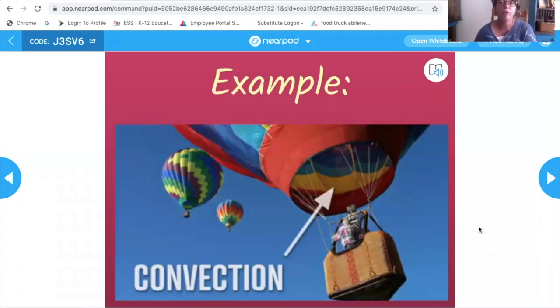A different kind of example is when the balloon operator heats up the balloon, the hot air rises and picks that balloon up. If he wants to cool it down, he can stop the flame and the balloon will sink back down to the ground. So by operating a convection current within the balloon, he can drive the balloon by using convection.